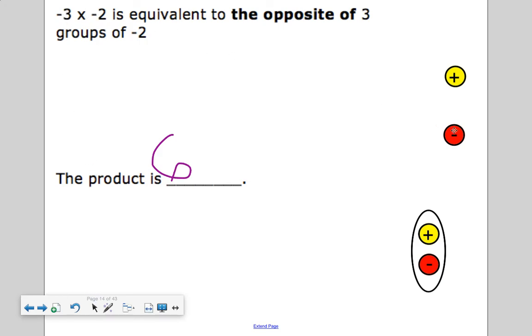If you don't see it, we just look at this. 3 groups of negative 2. One group of negative 2, second group of negative 2, third group of negative 2. So 3 groups of negative 2 is negative 6. Negative means this one right here, so do the opposite. Opposite of negative 6 is 6. How to multiply integers.